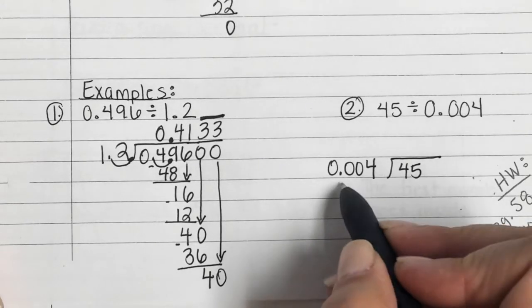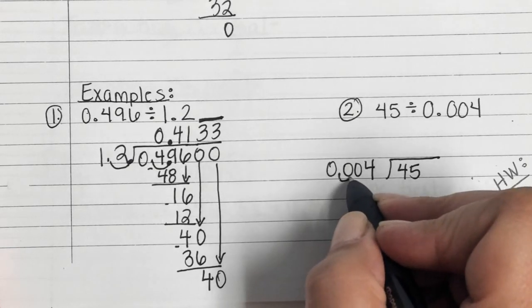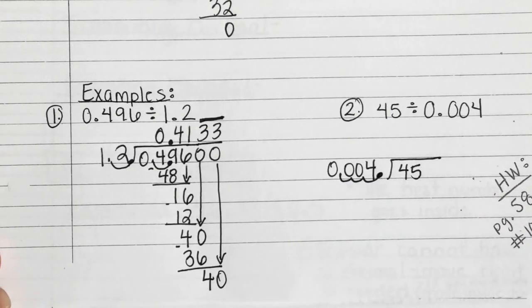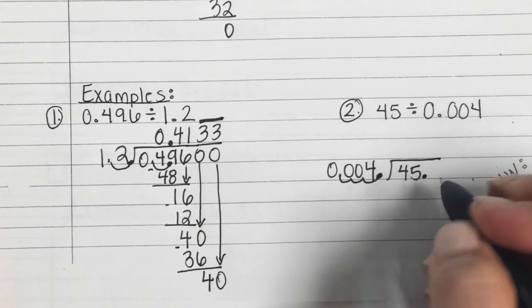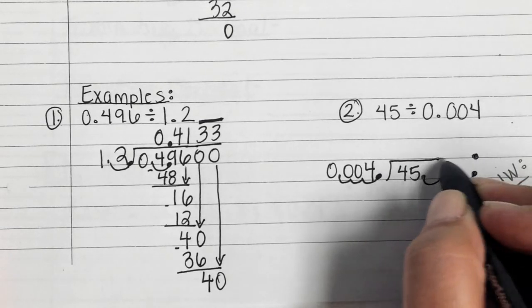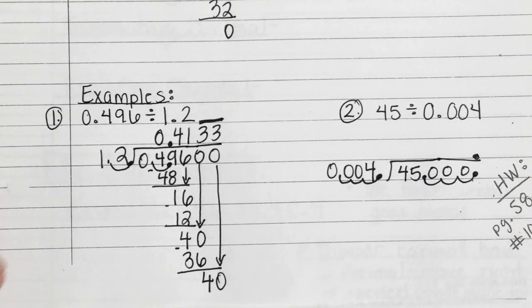So, how many places do I have to move it in my divisor? 3. So I'm going to move it 1, 2, 3 times. But now, do I have a decimal on 45? No. You have to do like it's invisible. It is invisible. And where is it? It's at the end. Always at the end of a whole number. So I move it 3 times. What do I put in those spaces? 0. Gotta have my placeholders.